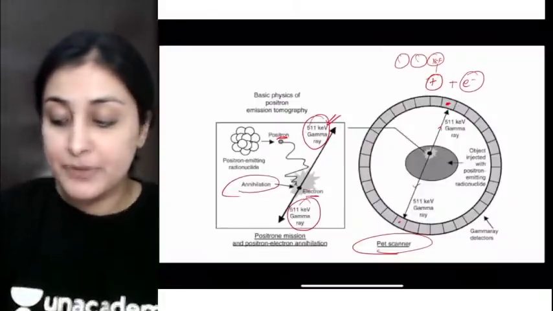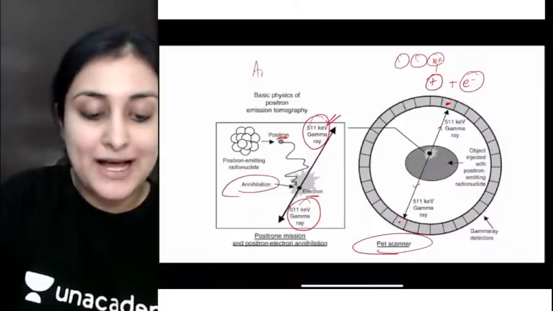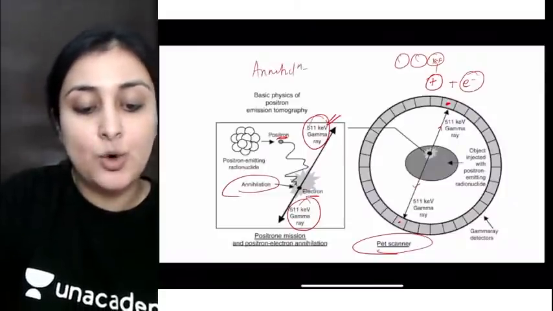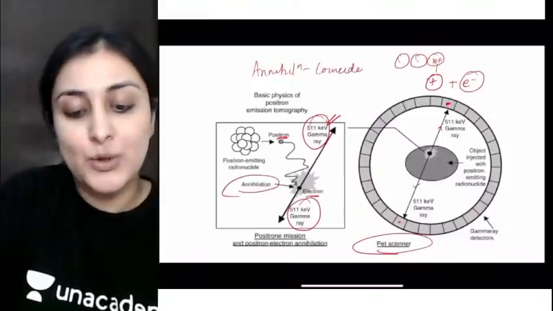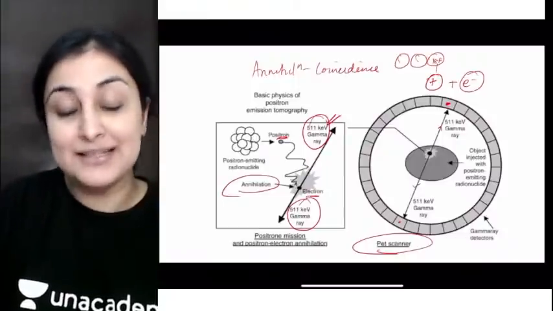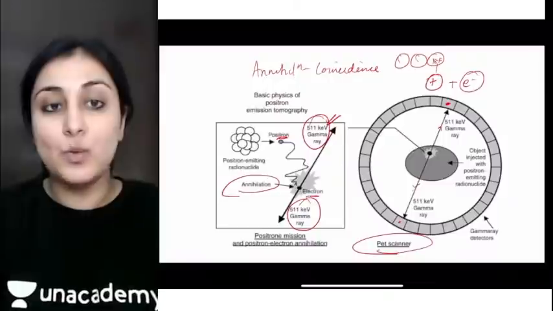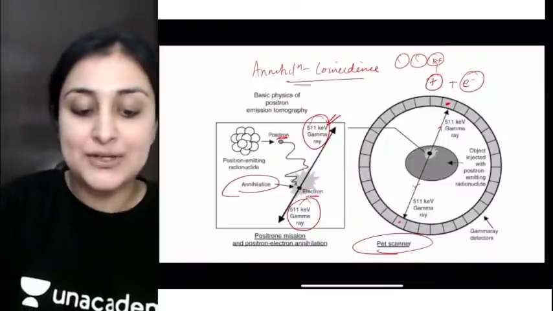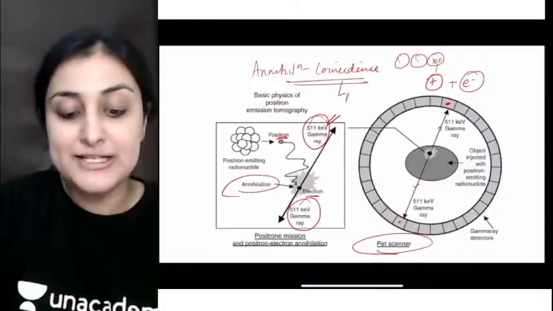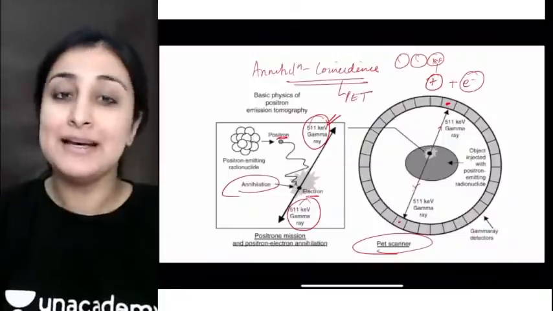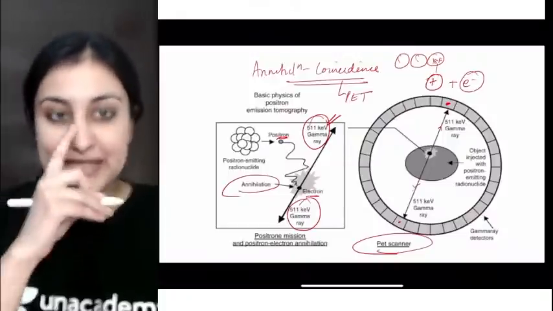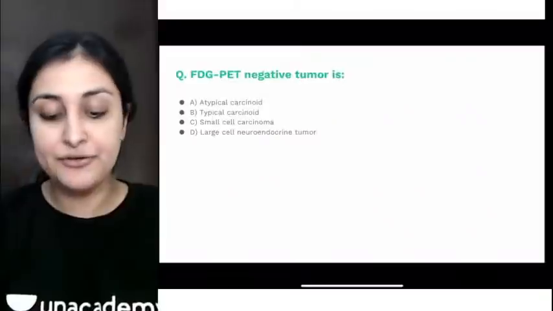So this complete principle is called as annihilation coincidence circuit. कोइंसिडेंस मतलब दोनों एक साथ आने चाहिए, right, because they are emitted in 180 degree direction each. So that is the concept. अगर पूछा concept of PET क्या है, you will say this. Okay, right everybody, is this clear? So this is the concept of PET.